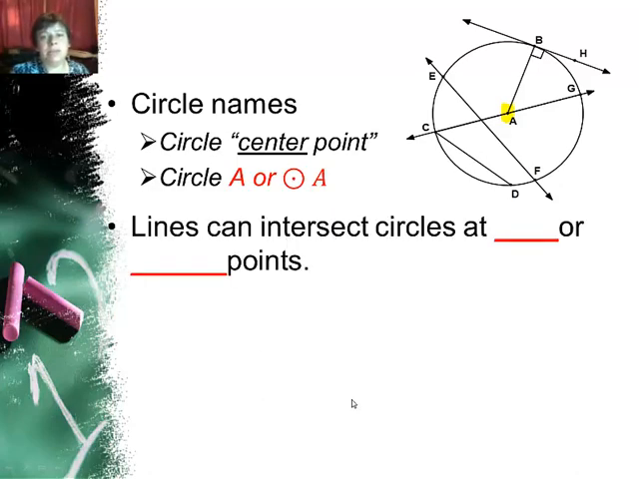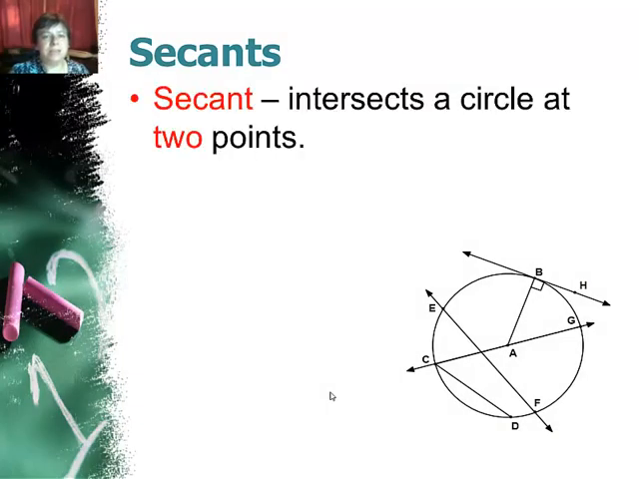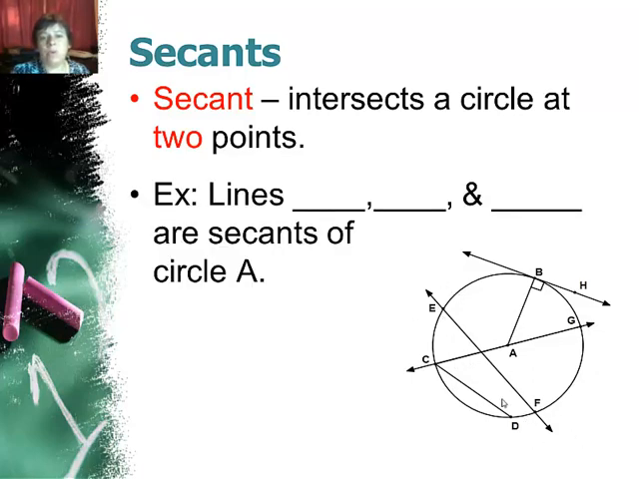Now, lines can intersect circles at either 1 or 2 points. So the lines that we'll be talking about primarily today are the lines that intersect 1 or 2 points. Secants intersect a circle at 2 points. So if I was looking at this, I would say, well, okay, EF is definitely intersecting at 2 points. So EF is the secant of this circle A. Another line that intersects at 2 points is CG.